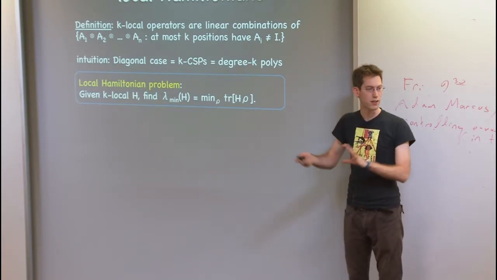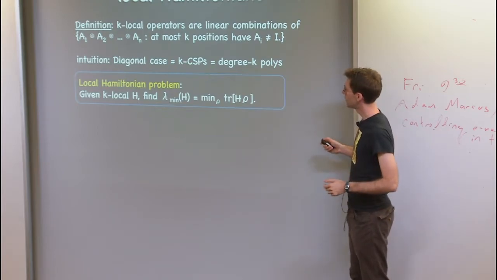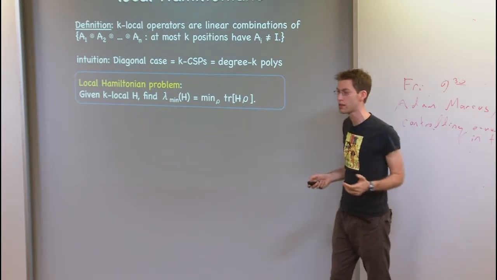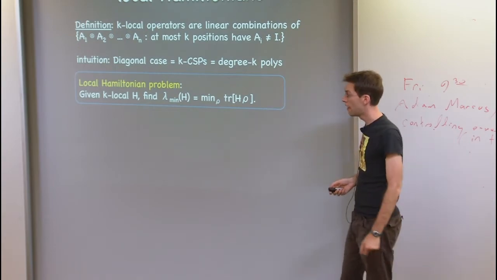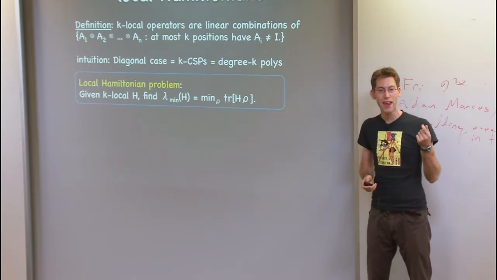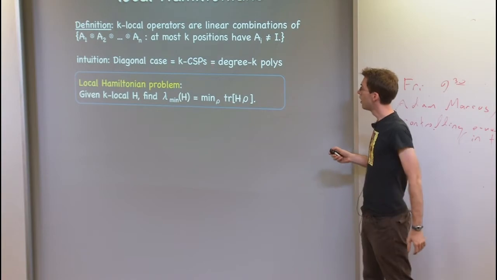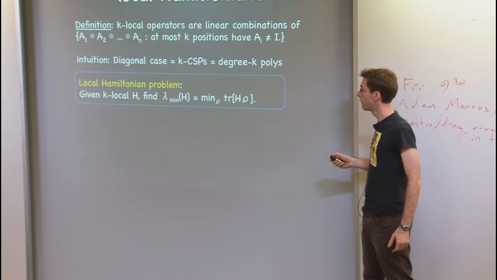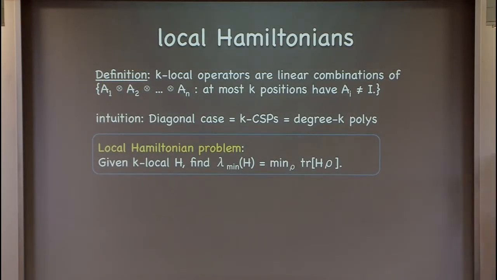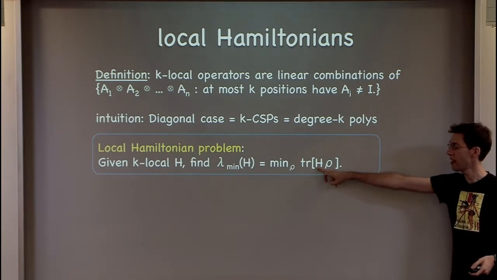So in the diagonal case, it's something that you should be familiar with, and this is the natural matrix generalization of that. They're also physically relevant because the energy of physical systems is always expressed in this form. Specifically, if there's some h, the energy is of the form trace h times rho.